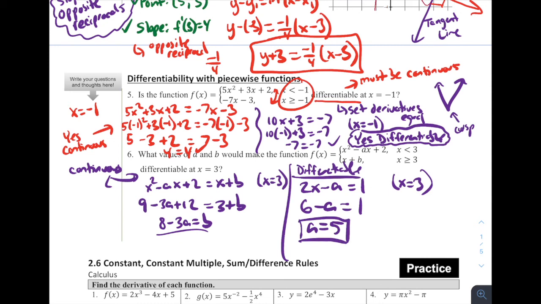So now that I know what a is, I can go back to that original equation that I had over here, and I can plug in and solve for b. So I know that 8 minus 3 times 5 has to equal our b. So 8 minus 15 is equal to b. That means that b is equal to -7. So I've got my a, I've got my b. Those would need to be the two values in order to make this function differentiable when x is equal to 3.